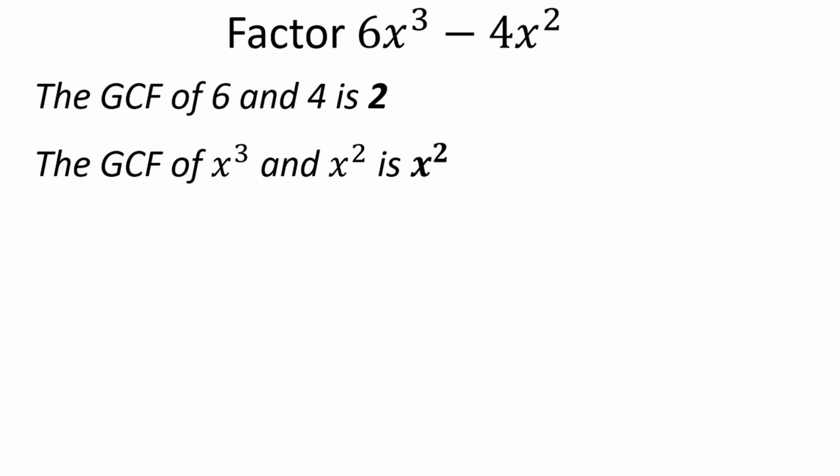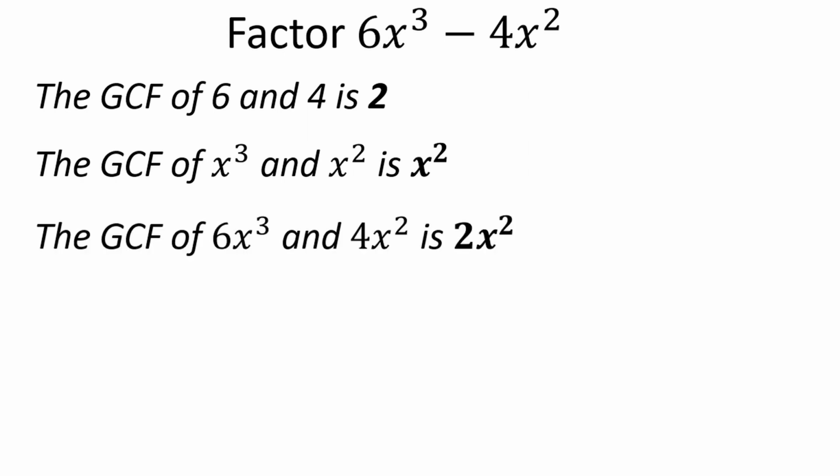Anything higher and we would start to have negative exponents. So altogether, our GCF of 6x to the third minus 4x squared is 2x squared. So we write this next to an open set of parentheses. For the first number, we need to ask ourselves, 2x squared multiplied by what value gives us 6x to the third?